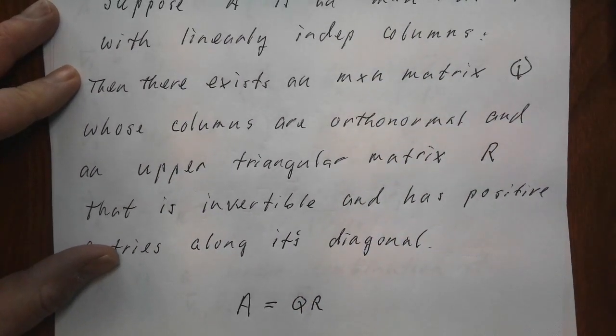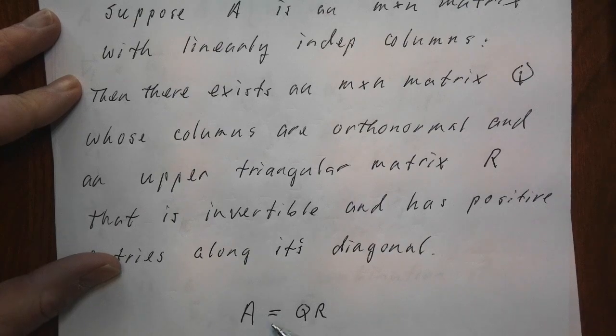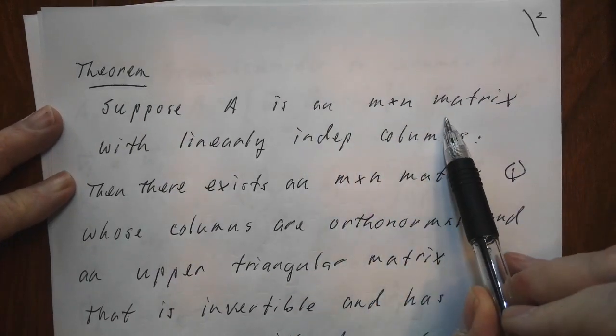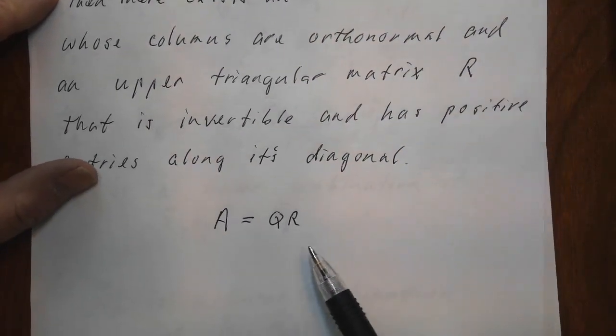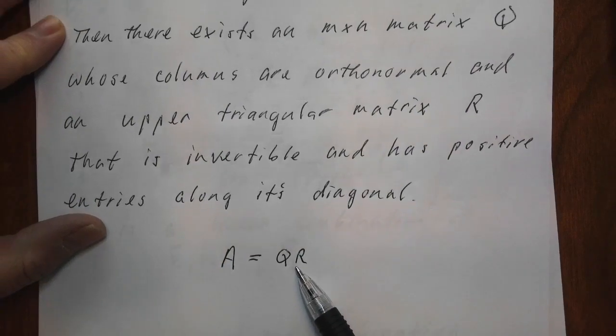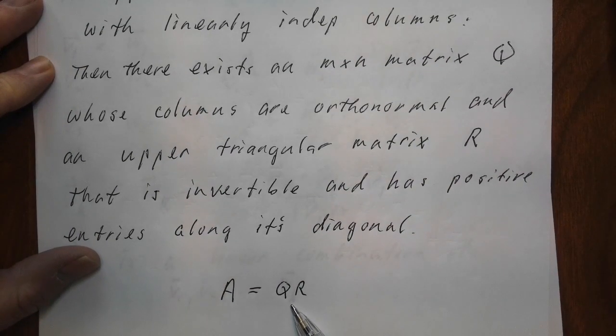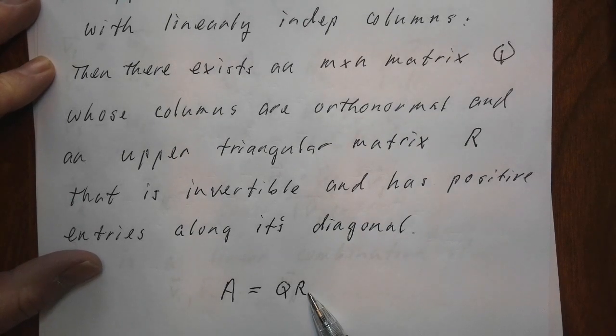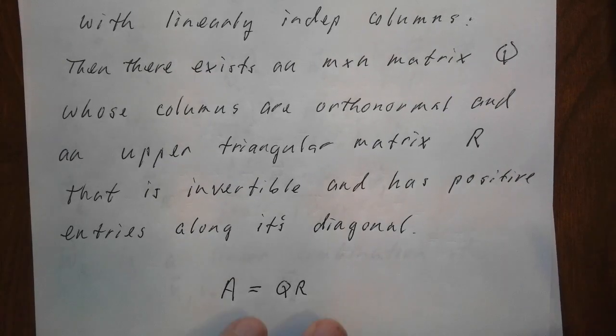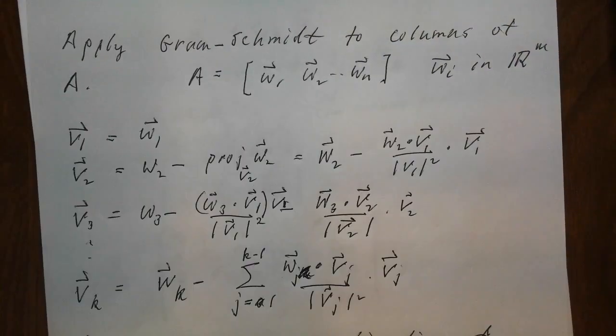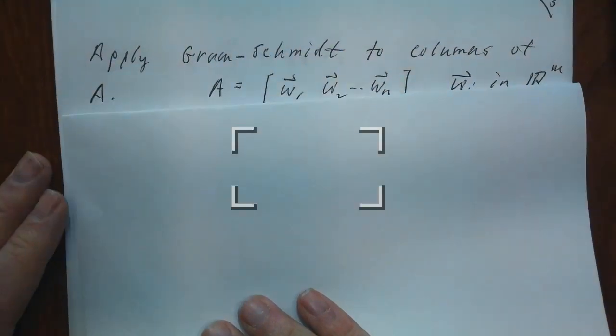So this is a constructive proof. Given our matrix A that is m by n and has linearly independent columns, we need to find a matrix Q of size m by n, whose columns are orthonormal, and we need to find an upper triangular matrix R that is invertible and has positive entries along its diagonal. The way we're going to do this is to apply the Gram-Schmidt process to the columns of A.